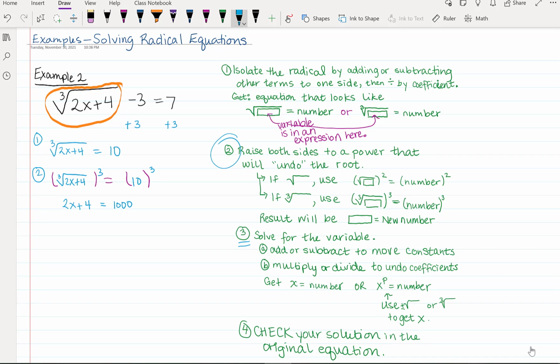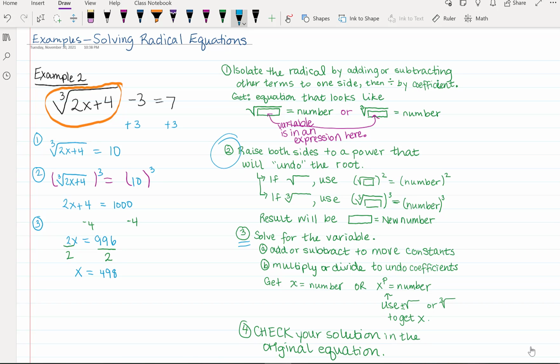So now I'm going to keep solving. I'm just trying to get x by itself. As my next step, I'm going to subtract 4 from both sides to undo that added 4. So now I have 2x equals 996. And now I'm going to undo that multiplication by 2. I'm going to divide both sides of the equation by 2 in order to undo the multiplication. And I get x equals 498.